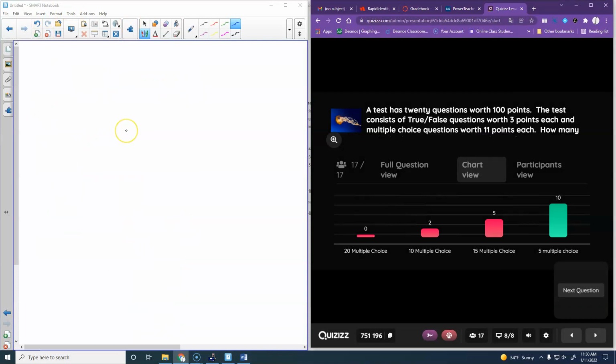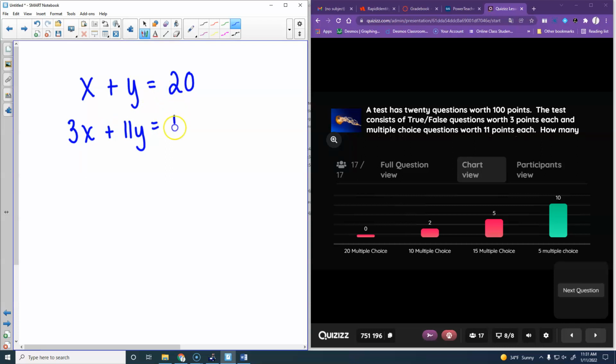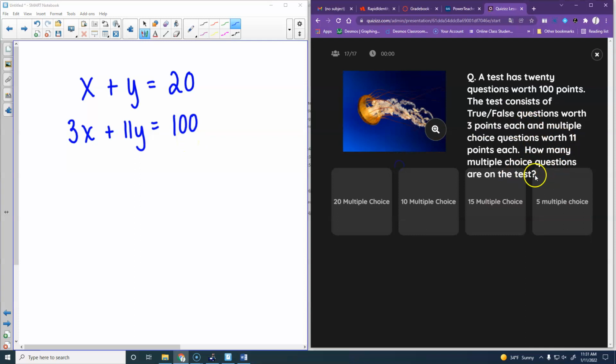So, you've got X plus Y is going to equal 20. You got 20 questions altogether. Then, true false is worth 3 points, and multiple choice are worth 11. So you could really, X or Y, it doesn't matter which one it stands for here. But that equals a total of 100 points. The question asks you for how many multiple choice, which is my Y here.